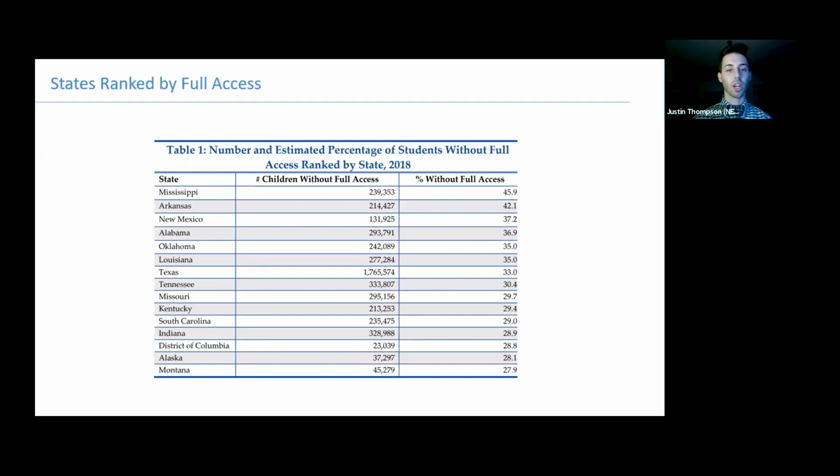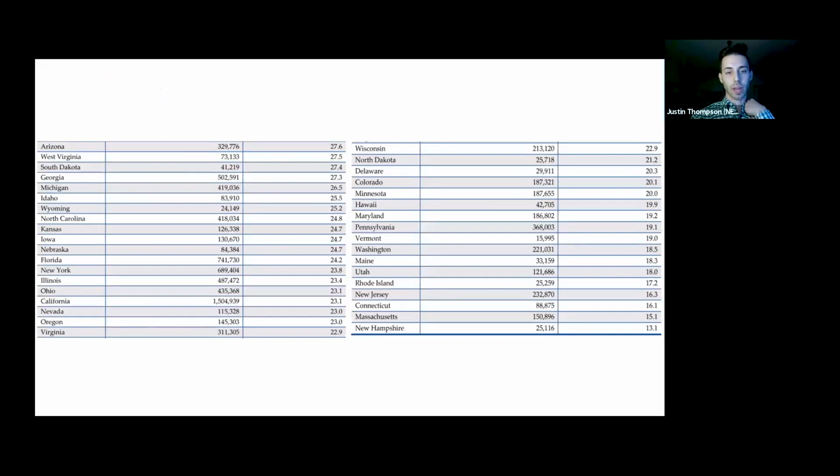So these next two slides are simply just the states ranked by percentage without full access. I'm not going to sit here and go through state by state, but you may be able to quickly find where your state ranks, that you can also see in the report. But one of the things that really stands out to me is that states like Mississippi and Arkansas here have over 40% of students without access. And then if you look at the next slide, this is the rest of the states, and it ranges from the 45% in Mississippi all the way down to only 13% of students in New Hampshire. So again, you can find all this information with a lot of details in the report.